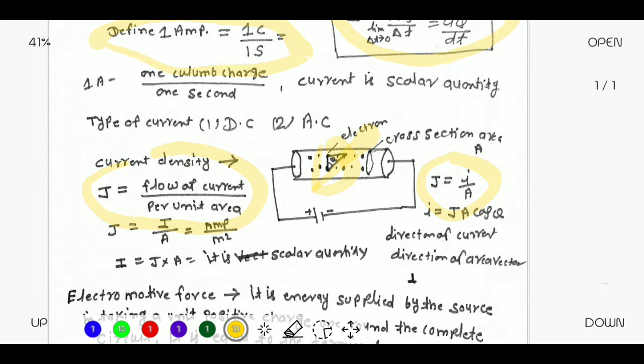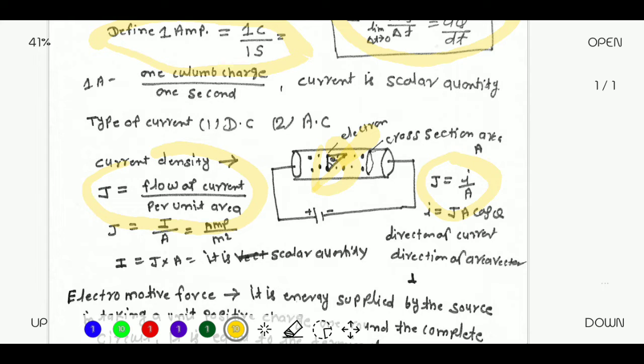After that, the unit of current density is ampere per meter square. So that is ampere per meter square. This is the basic definition of current density.